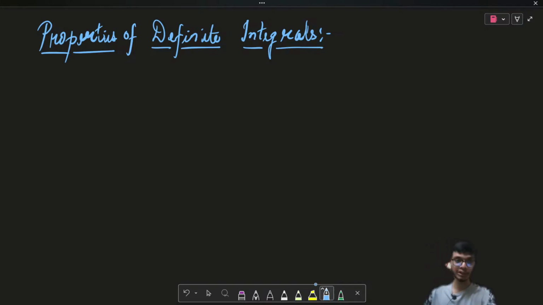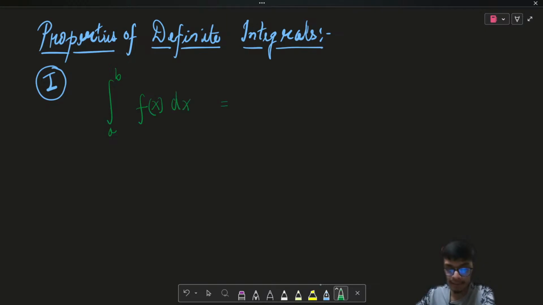So let's start with the very first property. The first property of integral is that if I have an integral going from limit a to b for the function f of x dx, then I can write the same integral for a different variable, again going from a to b for f of t dt.